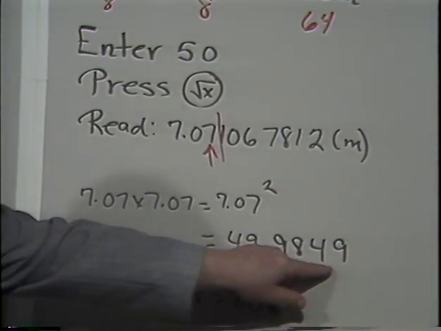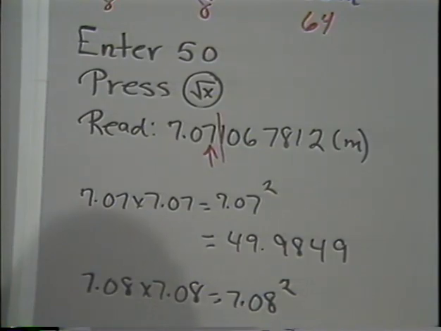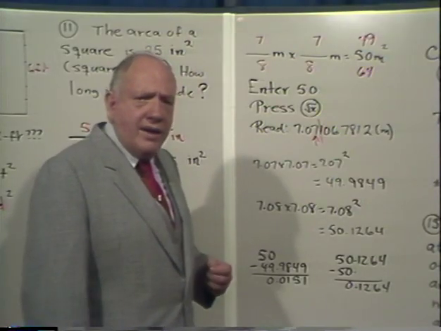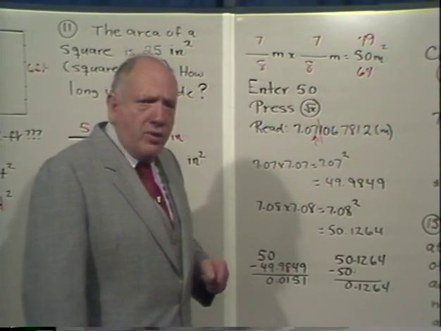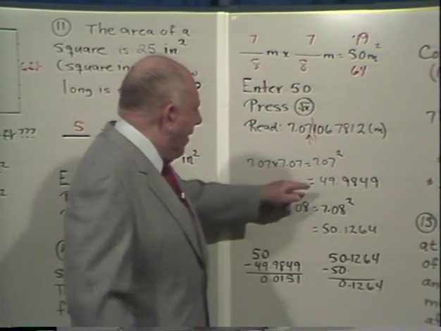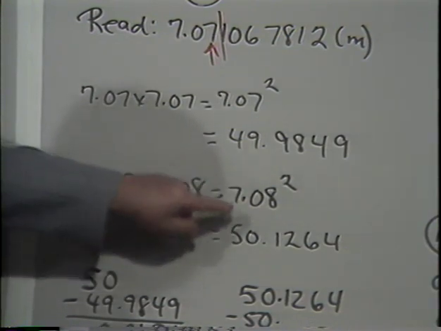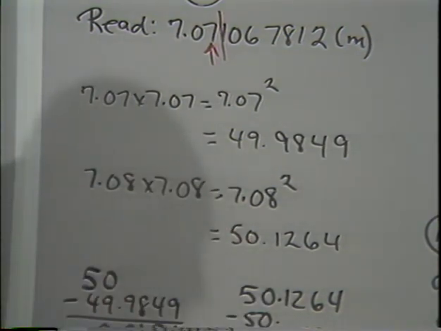49.9849. That's still too small, but isn't that a lot closer than when I took 7 times 7? Now, when I try 7.08, that should be too big, but not as big as 8 times 8 was. You see, what happens over here, I'm still going to be surrounding the 50. 7.08 times 7.08 is 50.1264.